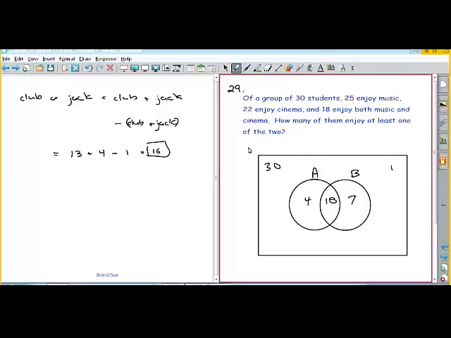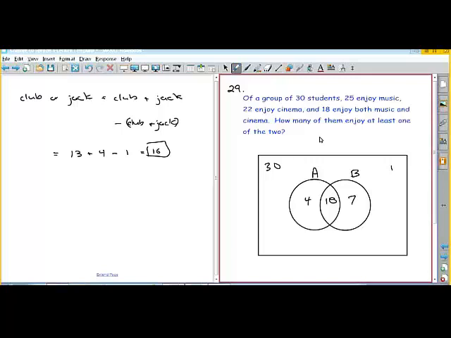Okay, what do we got next here? So here we have a group of 30 students, 25 enjoy music, 22 enjoy cinema, and 18 enjoy both music and cinema. How many of them enjoy at least one of the two? We could do this just looking at it from a Venn diagram standpoint, but we can also do it by using this equation.